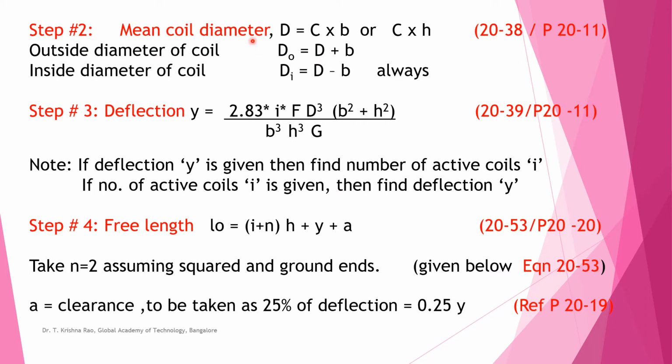Second step, mean coil diameter, either d by b or d by h depending on whichever is small, as we have seen earlier. It depends on the C equation. C may be d by b or d by h. Then outside diameter of the coil is d plus b, inside diameter of the coil is d minus b. Then the third step is the deflection equation, which is different for a rectangular cross section, given in page number 11, 20-39.